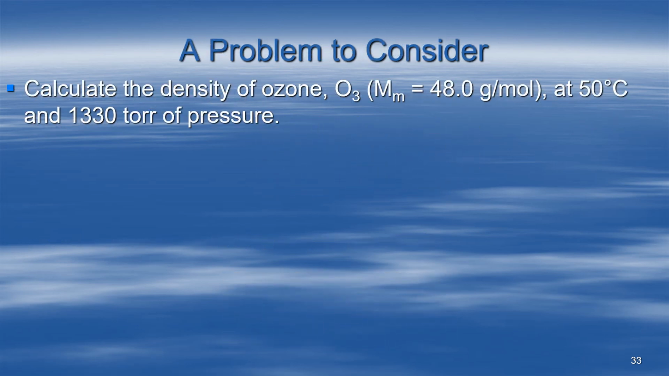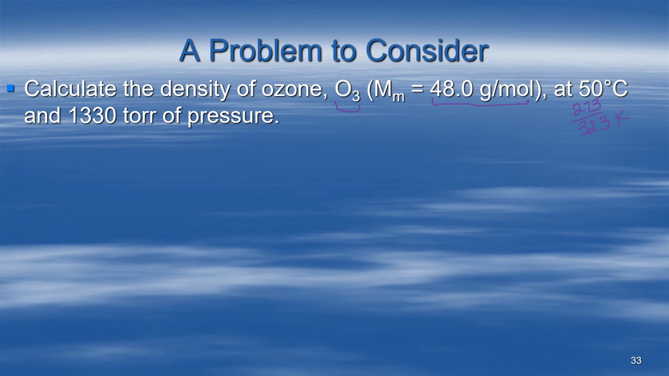So let's calculate the density of ozone. Ozone has the formula O3, which means its molecular weight is 48 grams per mole. We want to calculate it at 50 degrees Celsius, so adding 273 means 323 Kelvin, and at 1330 torr. So there I made one where it's not in atmospheres.